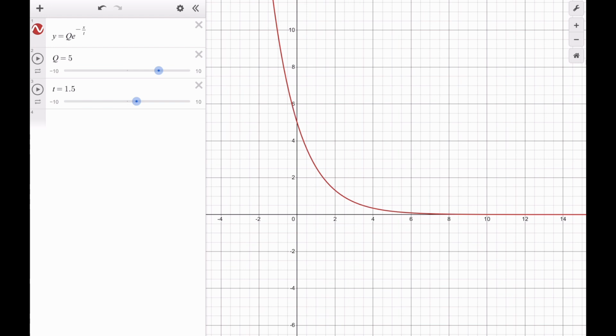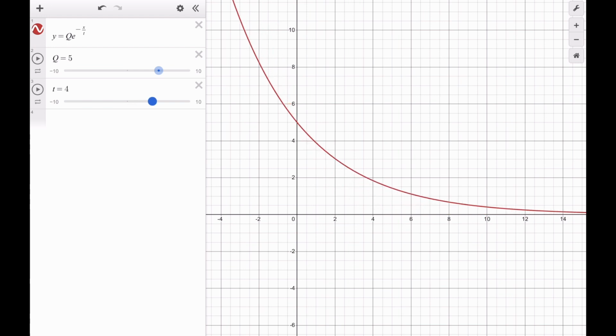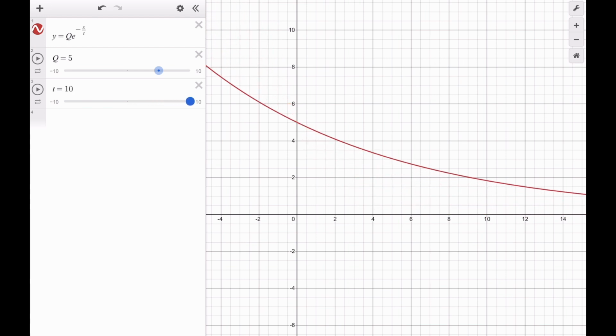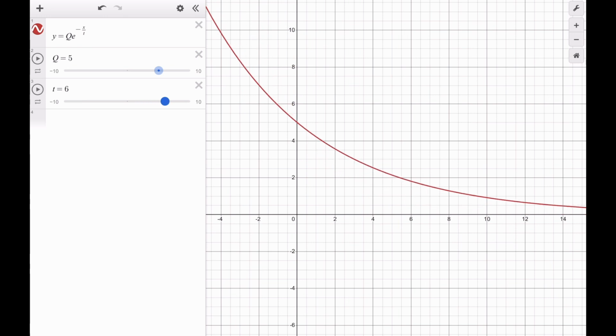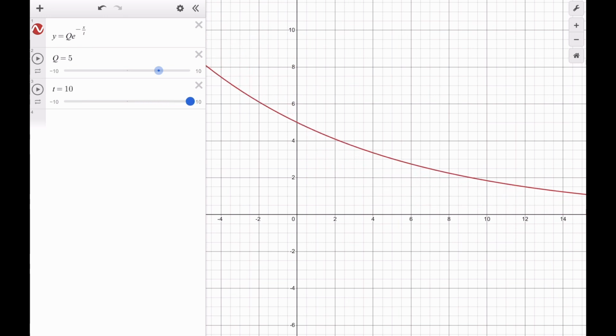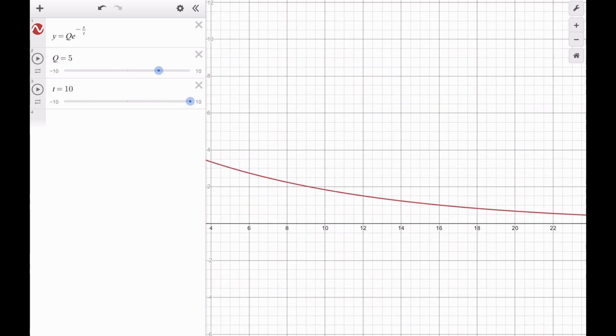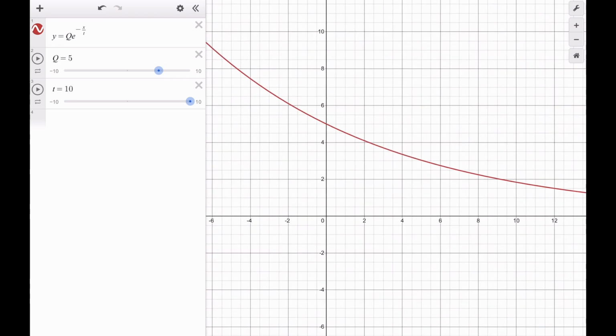And you can see if I change tau, the time constant, the function either grows its slope or makes its slope much steeper. So if the time constant is a super small number like 0.1, it means the capacitor discharges very fast. If the time constant is very big, like let's say 10, the capacitor takes a long time to discharge. All right, I hope that makes sense.